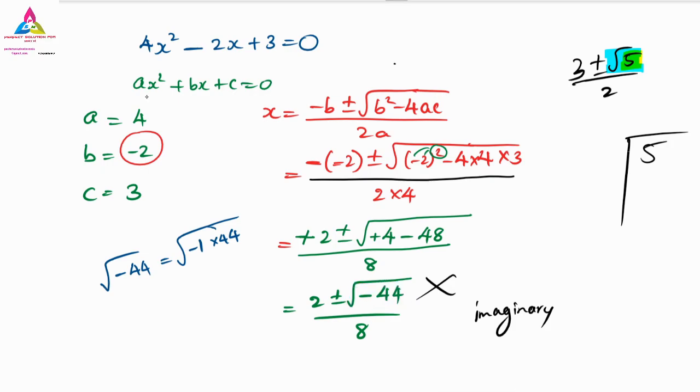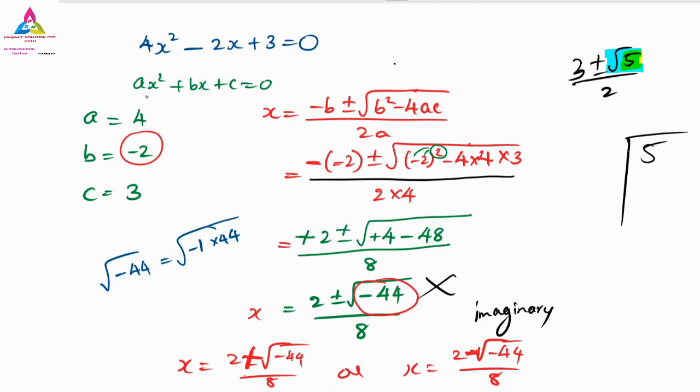So if you want, you can write it down this way: x is equal to 2 plus root minus 44 divided by 8, or x is equal to 2 minus root minus 44 divided by 8. This one you can write down, but actually when it comes negative, it is called imaginary. Understood? Understood. So you may ask, sir, what is the next step? We have taken that minus 44 root as minus 1 into 44. What is the next step maybe?